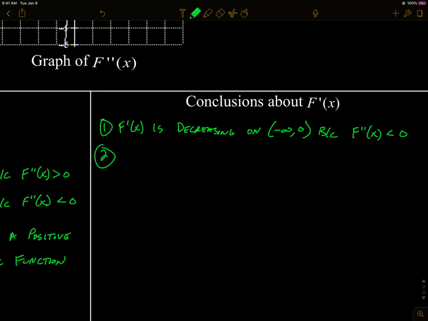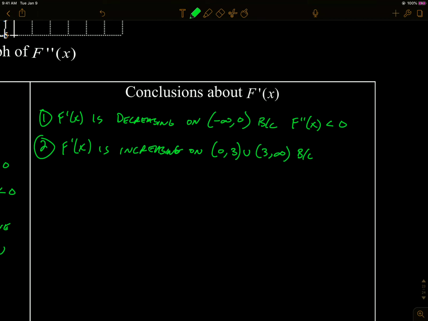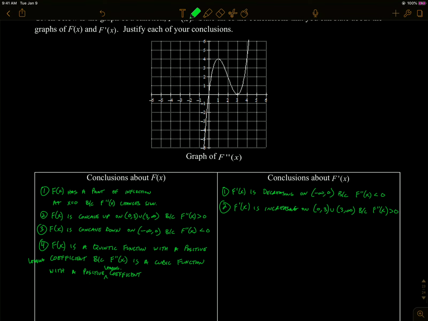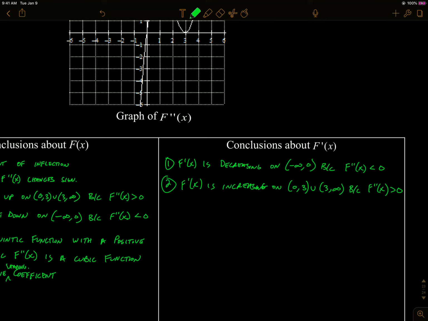We know that the derivative is increasing on the interval 0 to 3 and also 3 to infinity because f double prime of x is bigger than 0, or positive. So anywhere that the second derivative is positive, we know f prime is increasing.